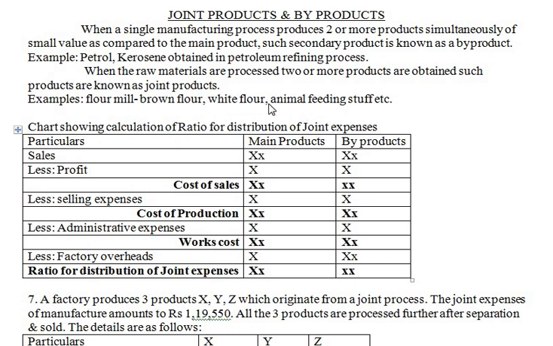So when any raw material is processed and two or more products are obtained, such products will be known as joint products.